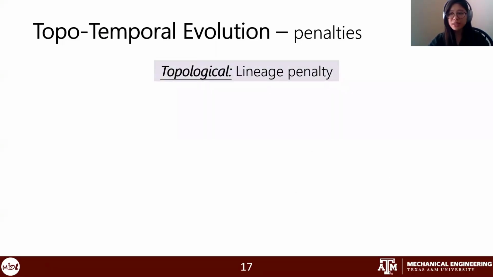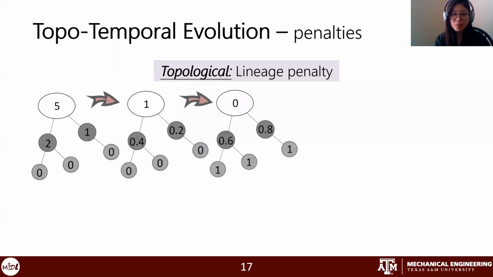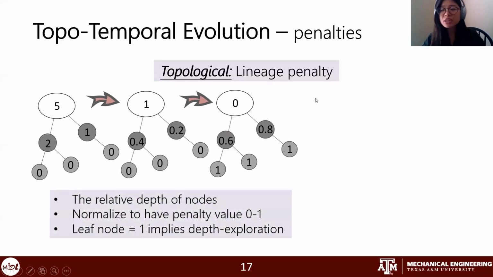Second is the lineage penalty. Here, we first compute the total number of child nodes with respect to each node, and then we normalize it across all the existing nodes, and then we subtract the normalized numbers by 1. So the idea for this penalty is to find targets based on their relative depth in the current mind map. We make this penalty of leaf nodes to be 1 such that it implies more refined and depth-first exploration.